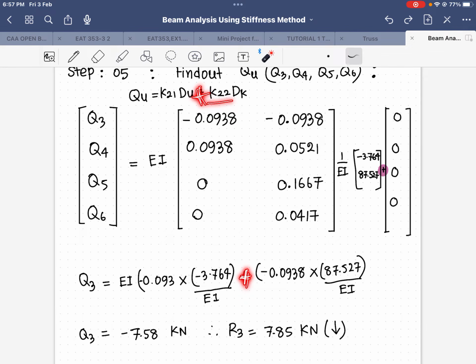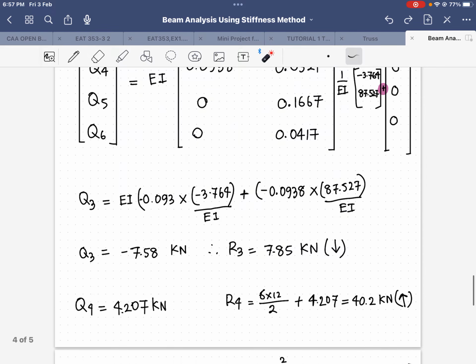Then d22 is negative 0.00938. I have the times relationship, then I multiply with the second value, 87.527, then I add the 0. If we add the 0, it will become 0, so no problem. From here if I do the calculations, I will get negative 7.58 kilonewton.